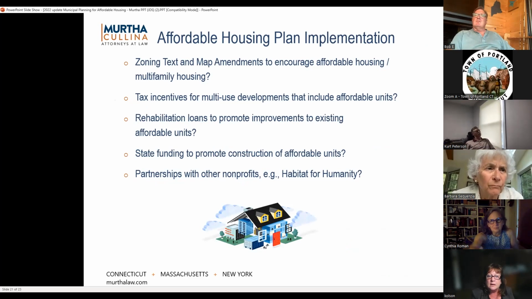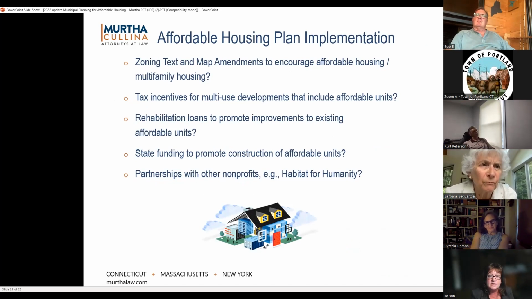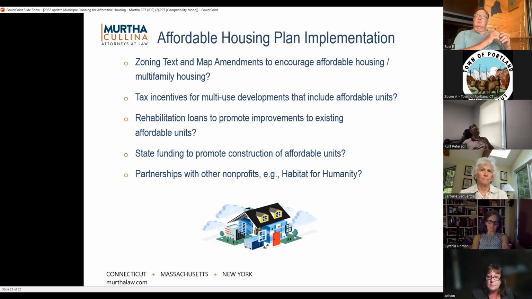So, affordable housing plan implementation. You want to consider zoning text amendments and map amendments to encourage affordable housing or multifamily housing in specific areas, as we've talked about. You may want to consider tax incentives for multi-use housing developments, and there are statutes that allow you to do so. That would require an ordinance and a vote by the legislative body, but it is something to certainly think about if you really want to encourage affordable housing.